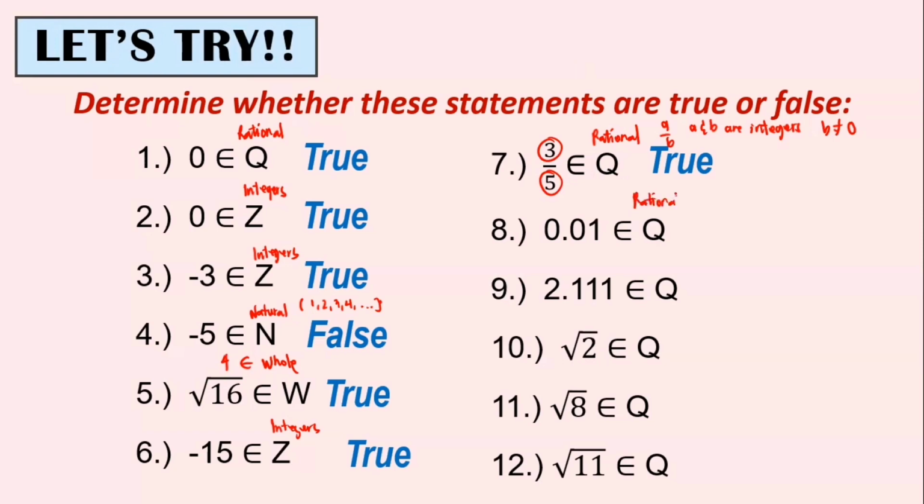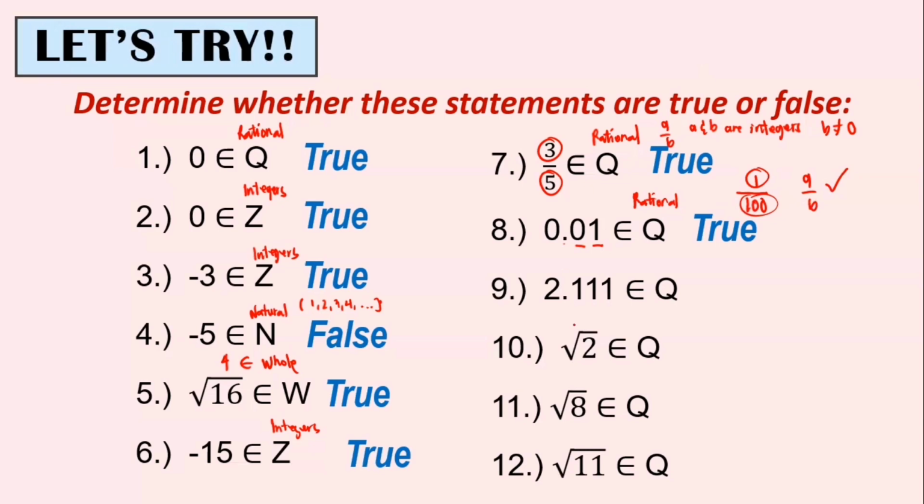Okay? Next, number 8. 0.01 is an element of the rational numbers. Sabi kay rational, can be written in the form of A over B. Since this is a decimal, let us see if ito ay rational. Diba ito yung tenths and hundredths. So, we have 1 over 100. So, therefore, it is rational, kasi ito yung integer 1, integer 100. So, it can be written in the form of A over B.